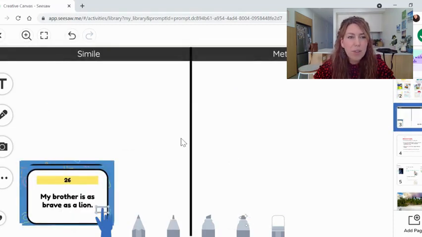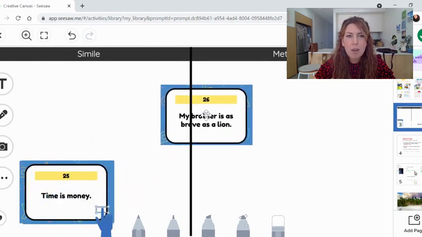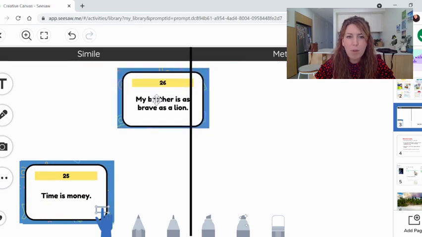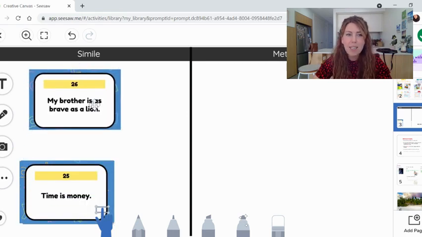Here's a little thing for you to do to test out if you understand or not. Pull one out from the pile, one of these cards, and drag it over to either simile or metaphor, paying particular attention to see if they're comparing it with like or as. So, my brother is as brave as a lion. It's a simile. They're comparing the boy and the lion.